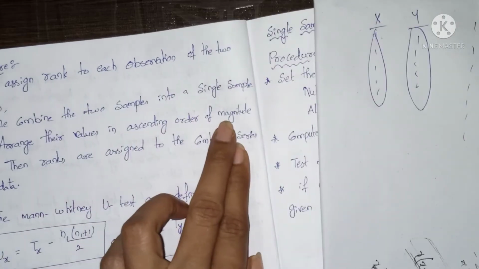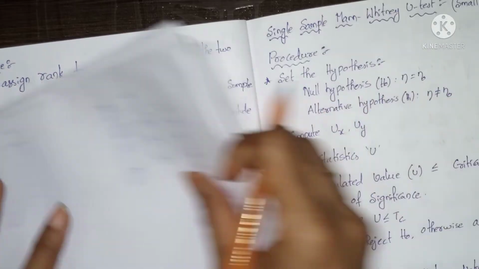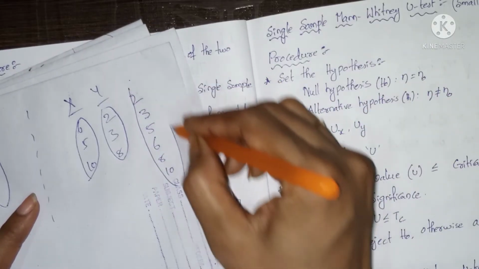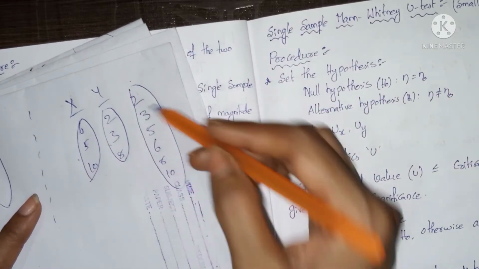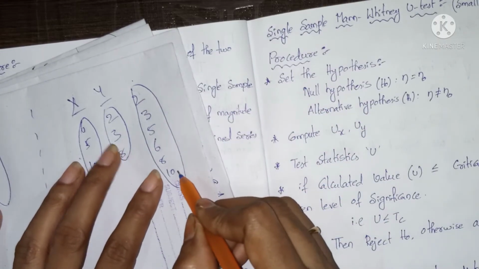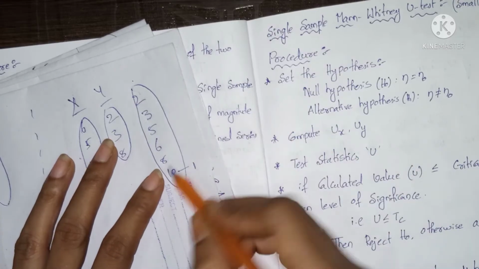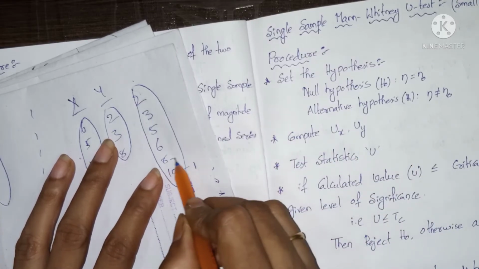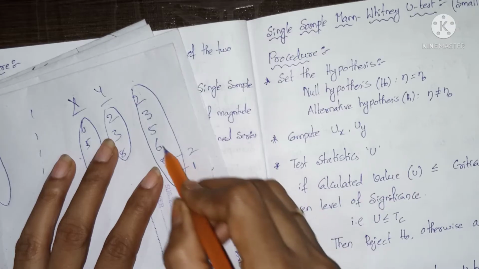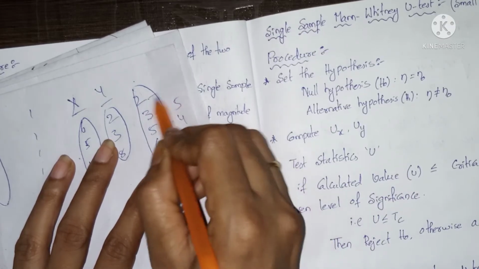After arranging the data, ranks are assigned to the combined series data. That means ranks should be assigned for the combined data, not for the individual samples, because here we have combined them. For example, the smallest observation is first rank, the next is second rank, then third rank, fourth rank, fifth rank, sixth rank.